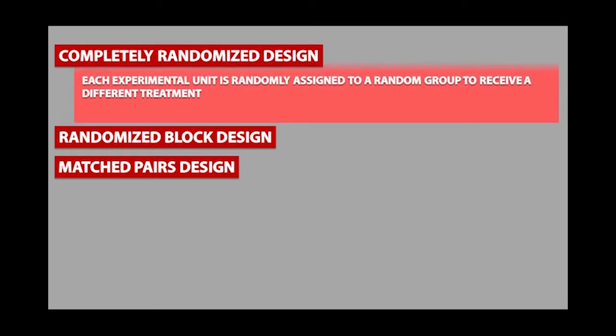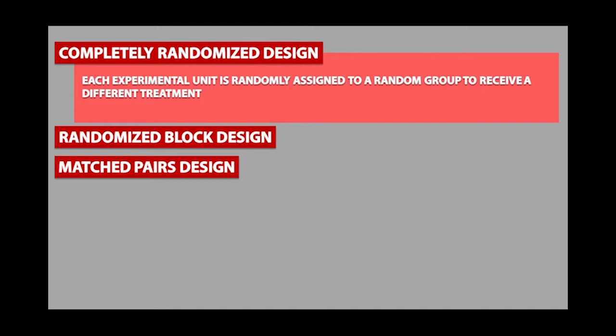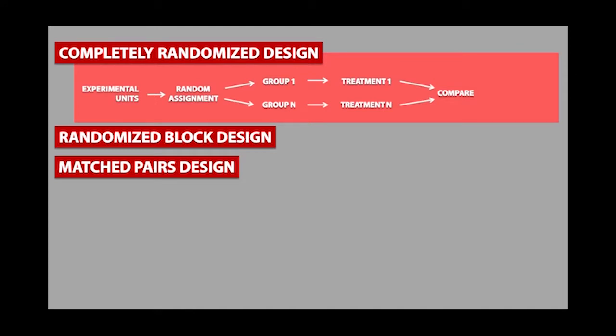In a completely randomized design, each experimental unit is randomly assigned to a random group to receive a different treatment. This is what the diagram would look like. Group N, or treatment N, means you can have any number of groups or treatments.